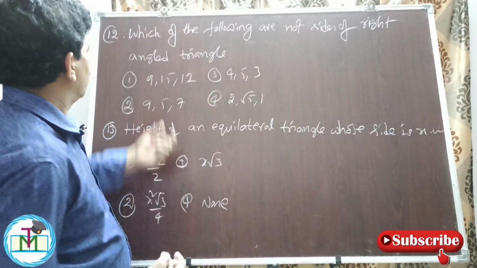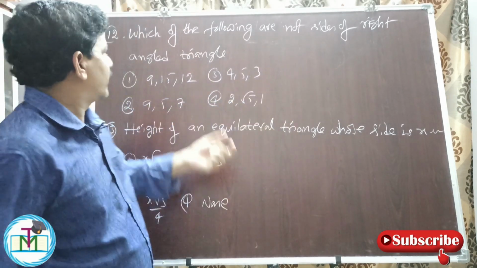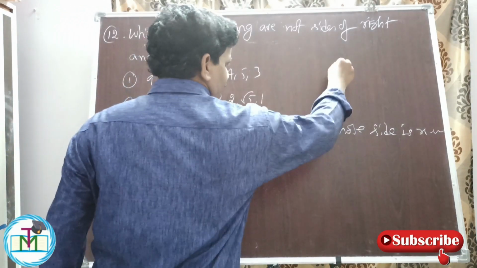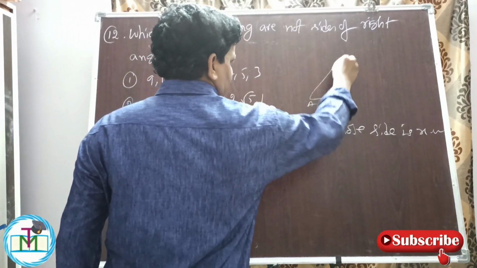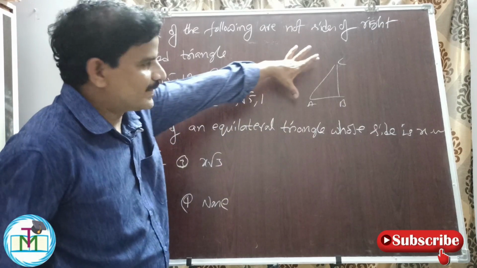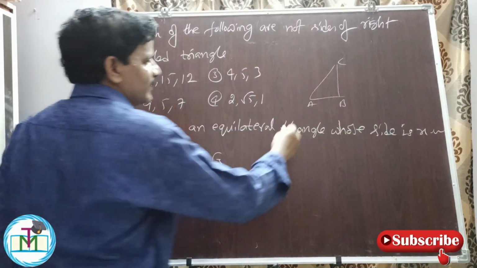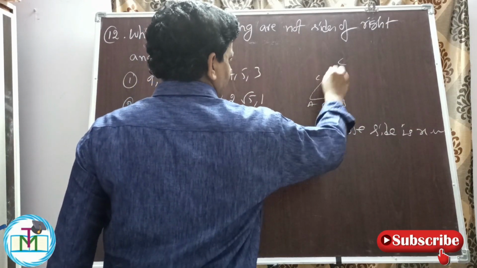Question number 12. Which of the following are not sides of a right angled triangle? What is the right angled triangle here? ABC are the vertices of a triangle. Then AC square is equal to AB square plus BC square. For example, this is A, this is B, this is C.